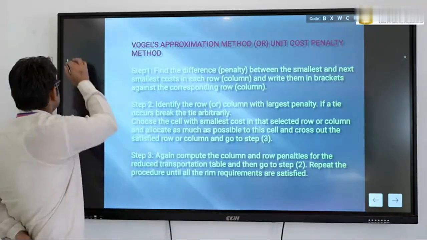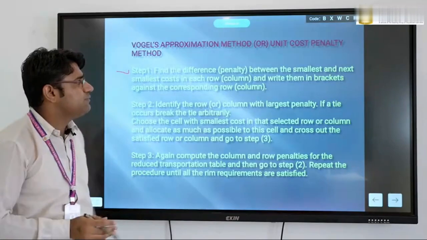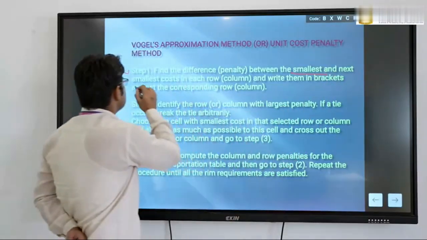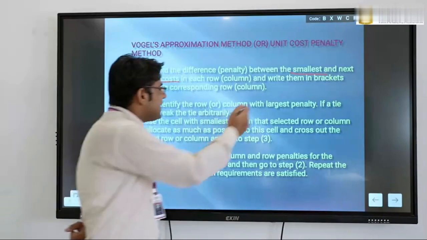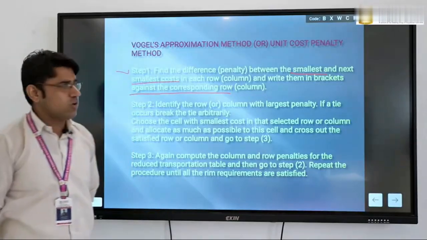Step first, find the difference between the smallest and second smallest cost in each row. Write them in the bracket against the corresponding row or column.